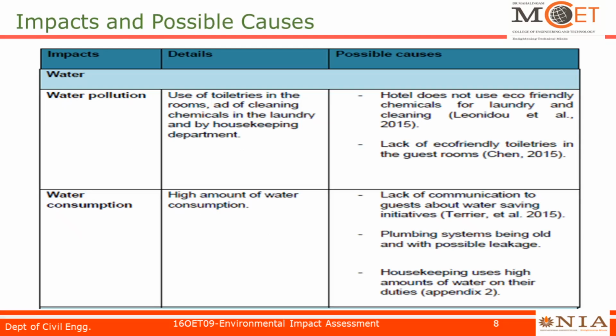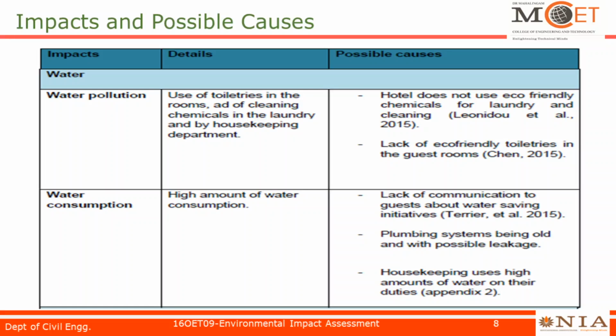So first, coming to the possible impacts and causes. First, water pollution, right? So use of toiletries in the rooms, and chemicals that are used in laundry, and also chemicals used by the housekeeping department, meaning the cleaning department. So these are the sources by which you can have pollution. So what happens? The hotel does not use eco-friendly chemicals for laundry and cleaning, right? Lack of eco-friendly toiletries in the guest rooms. So these are the causes.